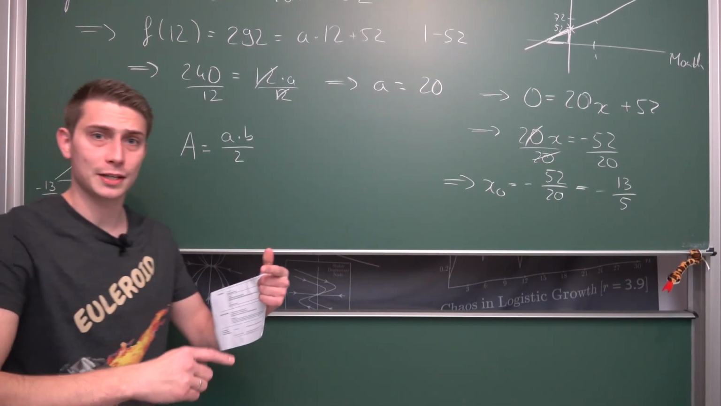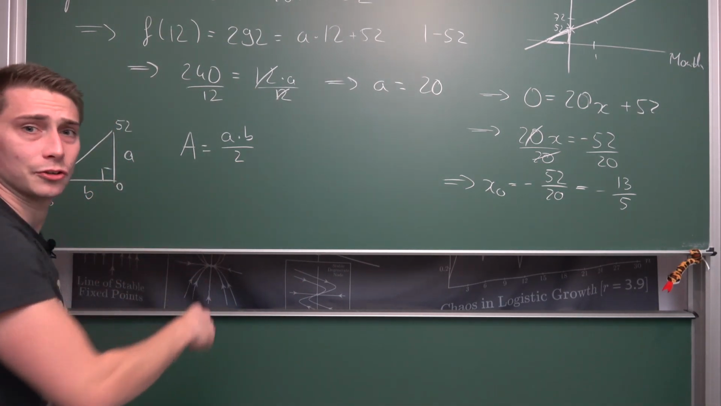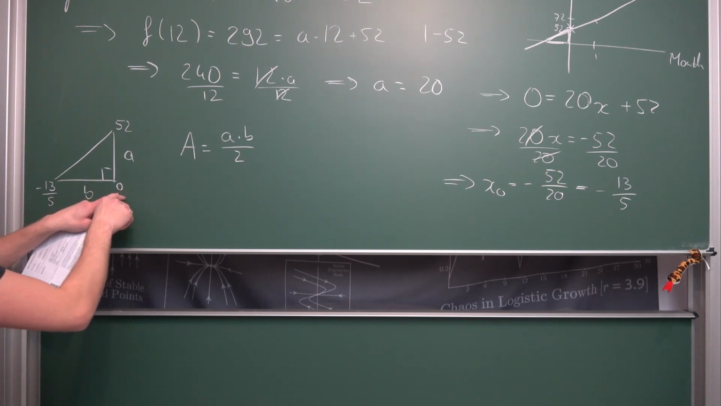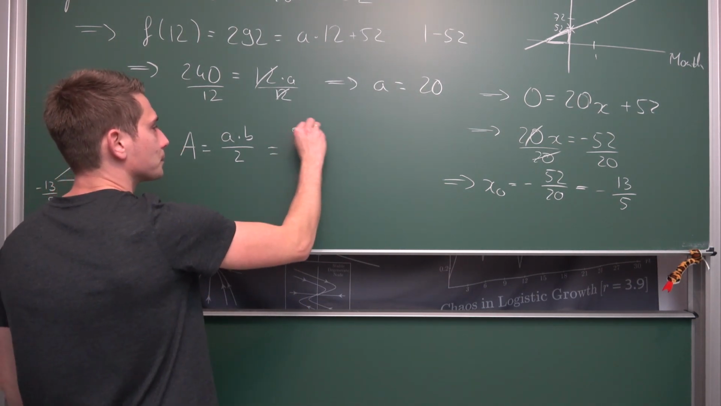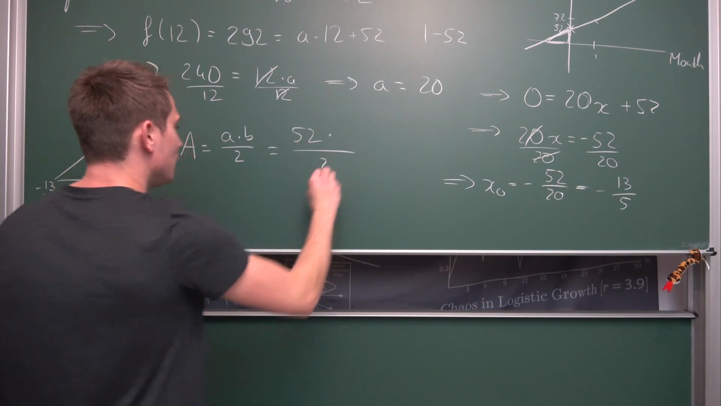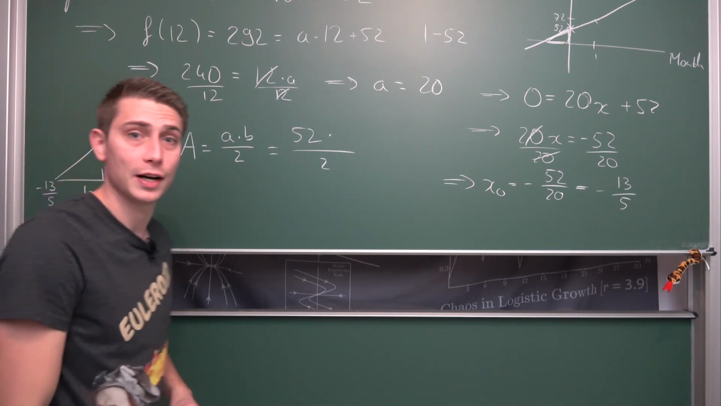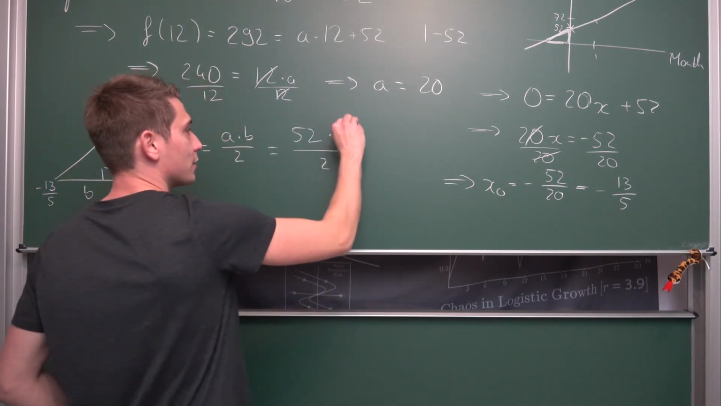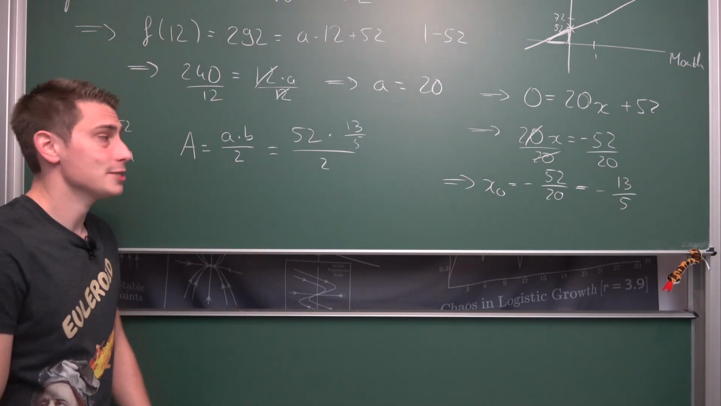Now we just need to find out the distances, which are represented by A and B, and then we are going to plug them in here, and then we are done. So what is the distance between 0 and 52? Well, obviously 52. And what is the distance between 0 and negative 13 over 5? Well, that's just 13 over 5. And now you can compute this, and then you are done.